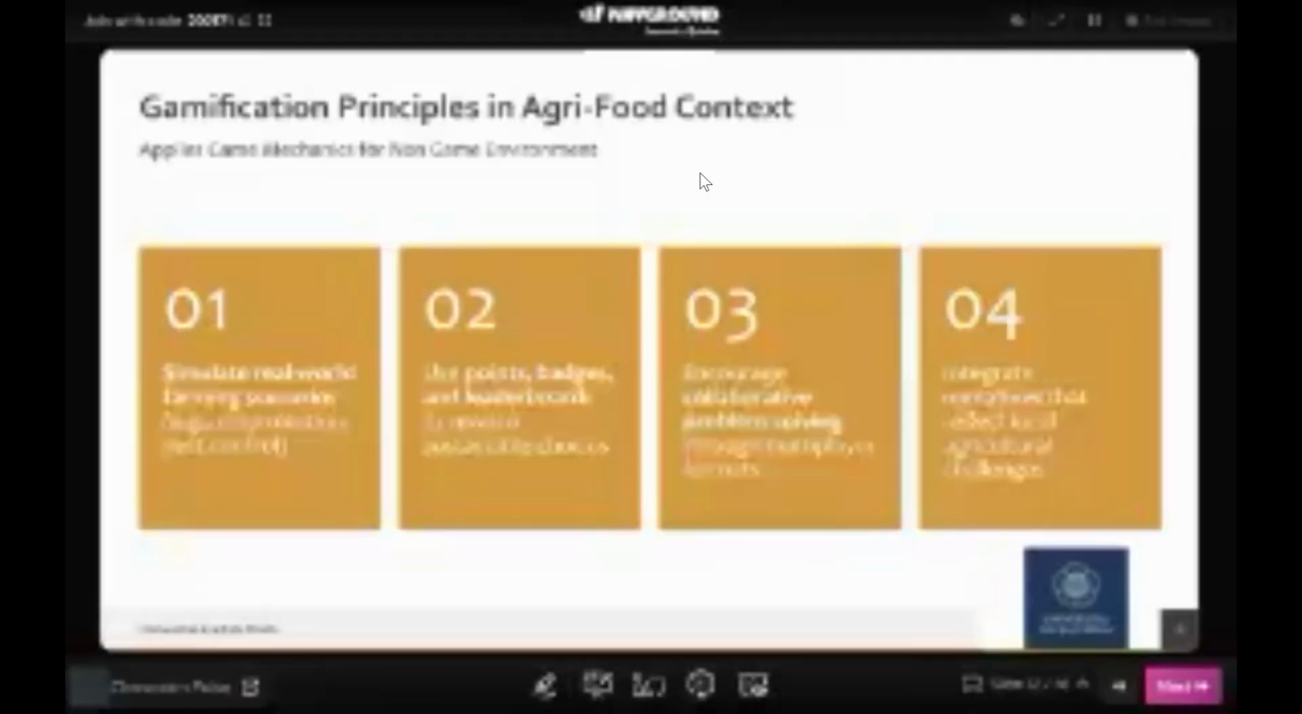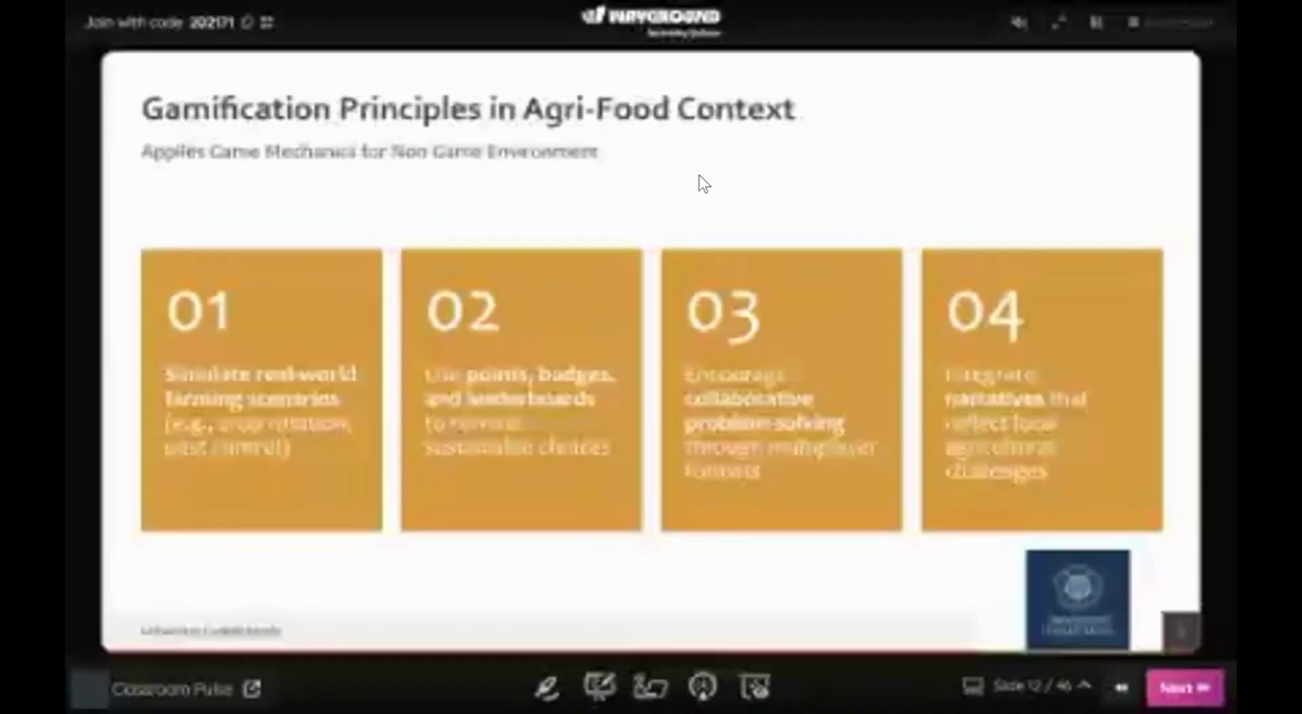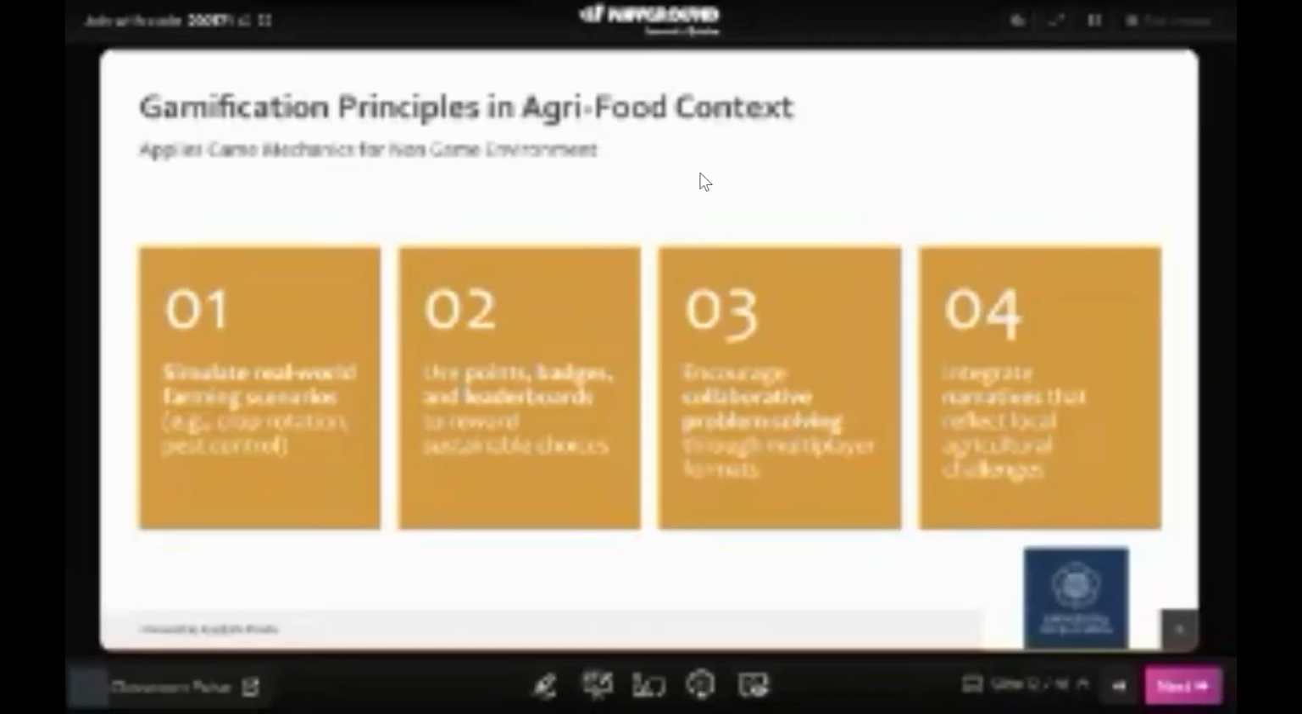In the agri-food context, we have 4 principles. What are the principles? The first principle is how gamification can simulate real-world farming scenarios.